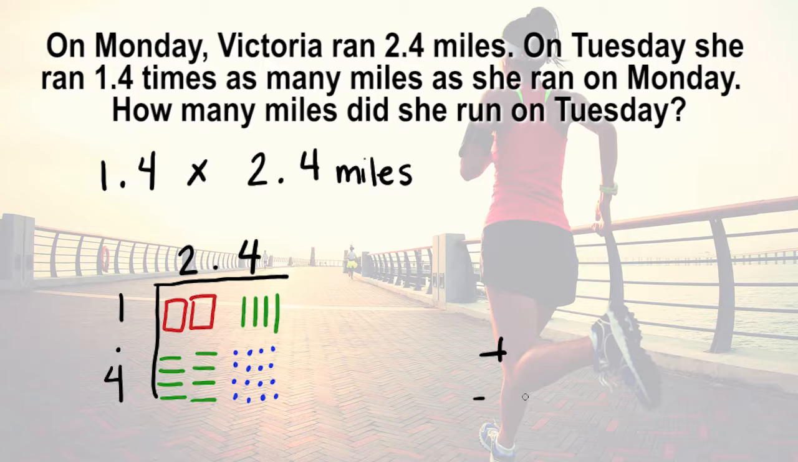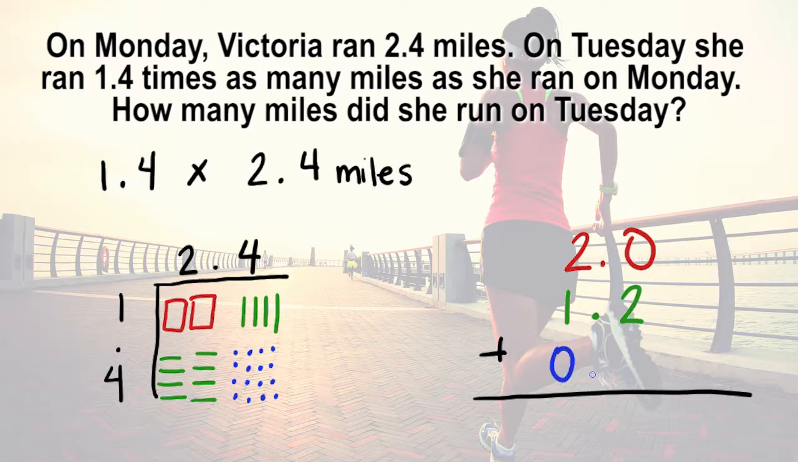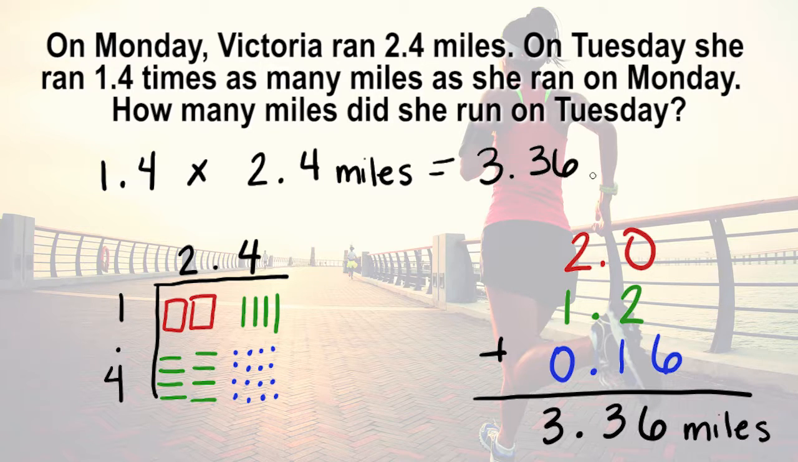Next, find the product by adding the dots, lines, and boxes. 2 wholes plus 12/10 plus 16 hundredths equals 3 36 hundredths. Victoria ran 3 36 hundredths miles on Tuesday.